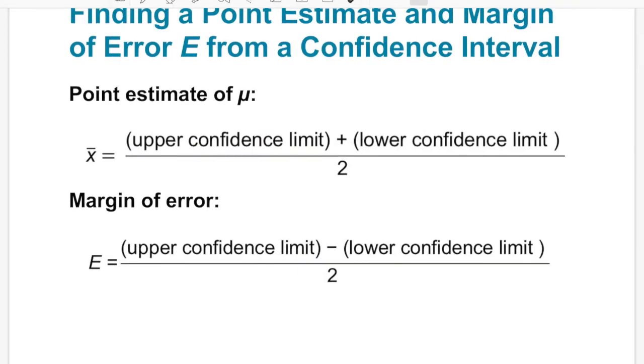If you're given a confidence interval with the upper limit and the lower limit, you can also use the same rule we learned in the previous section to find the point estimate and the margin of error. To find the point estimate, you take the upper limit plus the lower limit divided by 2. To find the margin of error, you take the upper limit minus the lower limit divided by 2.